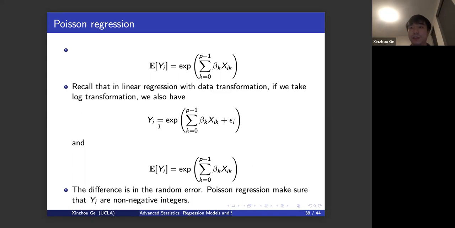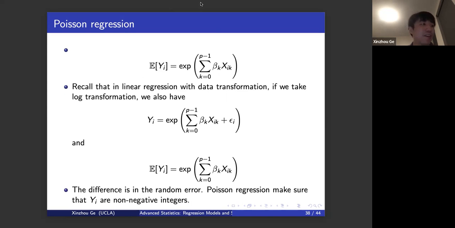And what's the difference between doing log transformation on y, that data transformation, and Poisson regression? The difference comes from the values of yi's. If we do data transformation, the yi's can take any value. But if we do Poisson regression, the yi's can only be non-negative integers. And the randomness comes from the Poisson distribution. That's the main difference between these two models.